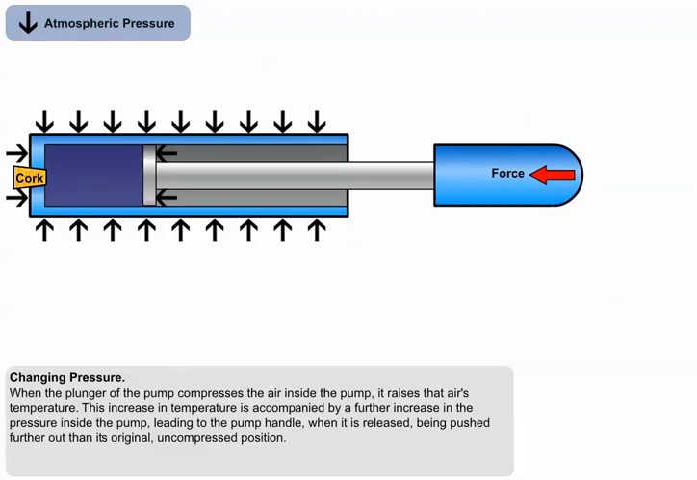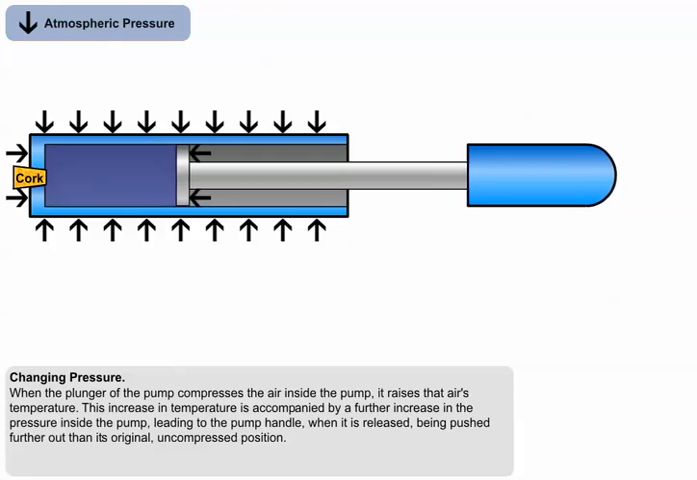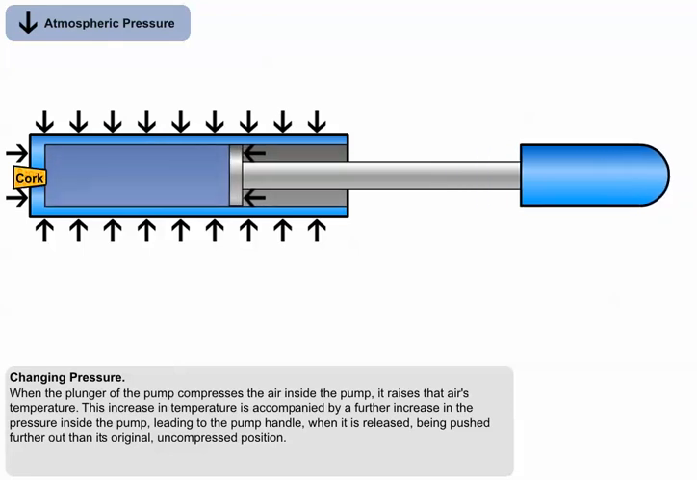When the plunger of the pump compresses the air inside the pump chamber, it raises the temperature of the air inside the chamber. This increase in temperature is accompanied by a further increase in the pressure exerted by the air inside the chamber. This further increase in air pressure inside the chamber means that the pump handle, when it is released, is pushed further out than its original uncompressed position.